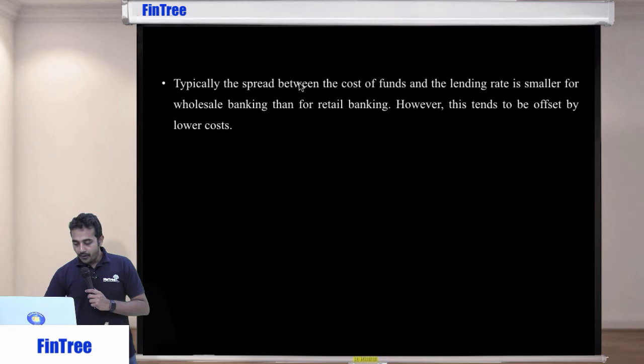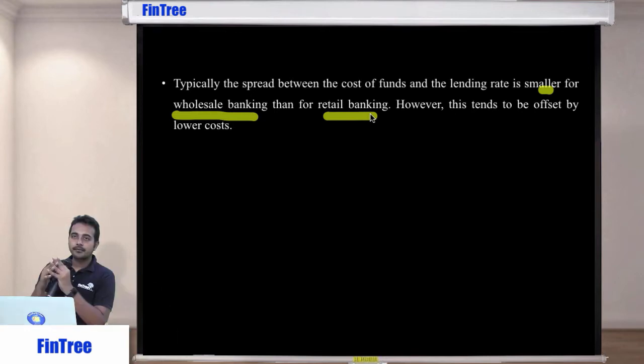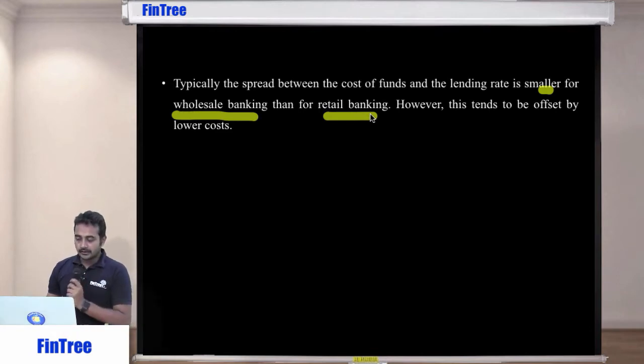Typically, the spread between the cost of fund and the lending rate is smaller for wholesale banking than retail banking. So this is what we are going to write down: typically, the spread between cost of fund and the lending rate is smaller for wholesale banking. So it might work like this. Now it's not on a one-on-one basis, but just to help you build imagination.